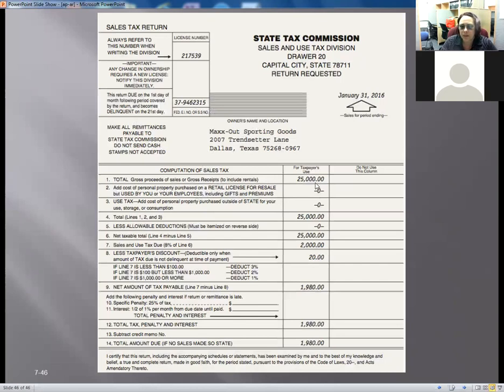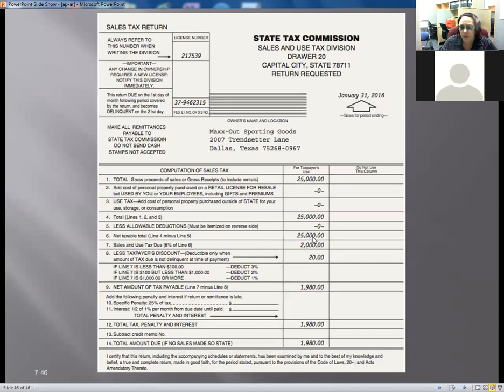Basically what it's saying is take your gross receipts, add any personal property, retail license for resale, we don't have any. Add any use tax, we don't have any. Foot it, which is calculated. So we don't have any of these others, so it's 25. Less allowable deductions. If you have any deductions, you'd put them right here. Then you would net it.